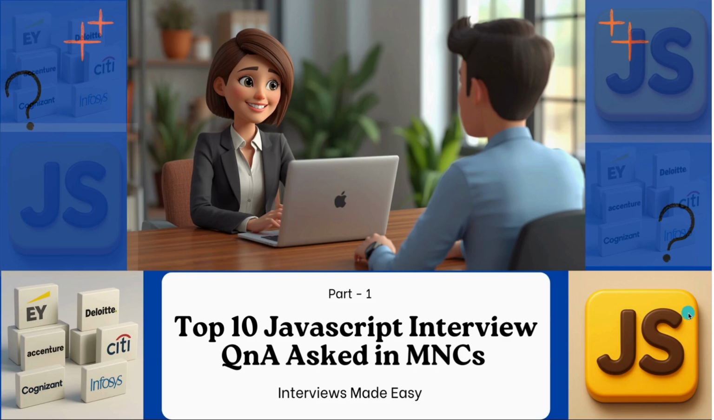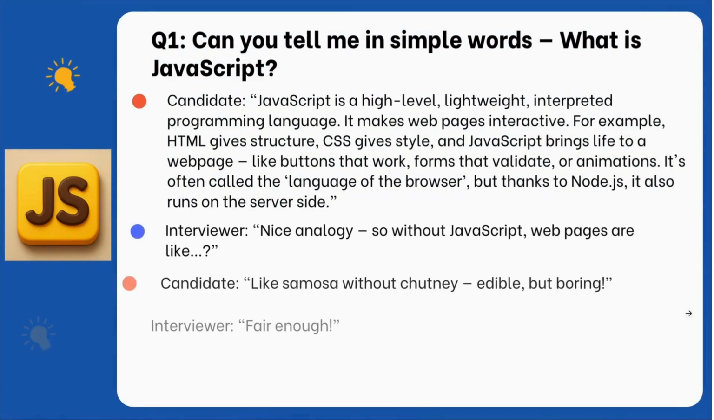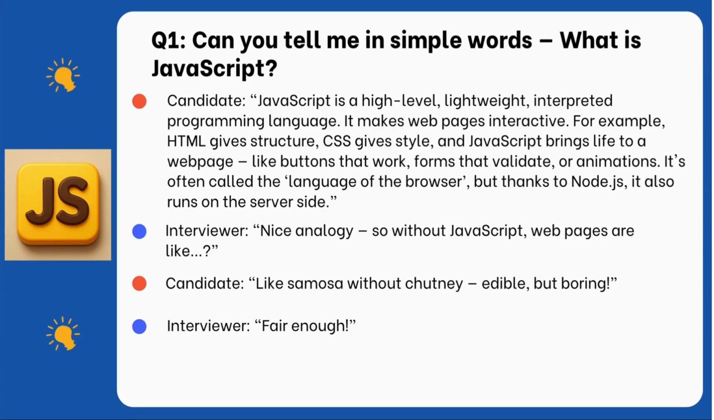To start, can you tell me in simple words, what is JavaScript? JavaScript is a high-level, lightweight, interpreted programming language. It makes web pages interactive. For example, HTML gives structure, CSS gives style, and JavaScript brings life to a web page, like buttons that work, forms that validate, or animations. It's often called the language of the browser, but thanks to Node.js, it also runs on the server side.